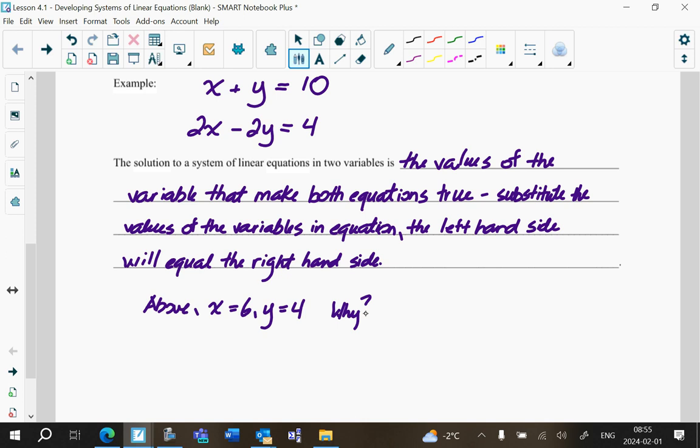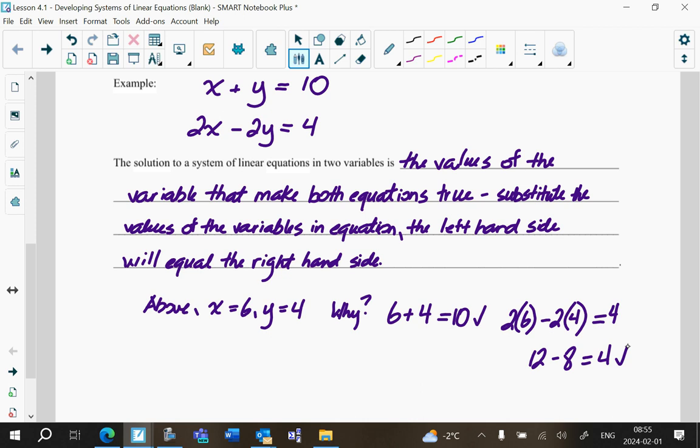Because if you substitute 6 for X and 4 for Y into the first equation, 6 plus 4 will equal 10. If you substitute 6 for X and 4 for Y in the second equation, you'll get 12 minus 8, which equals 4. So therefore, X equals 6, Y equals 4 would be the solution to that system of equations.